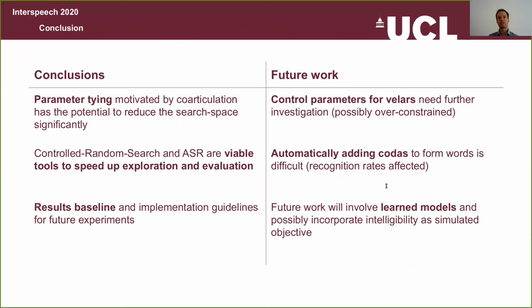This work has presented detailed results in terms of intelligibility that may serve as baselines for planned future work on computational speech acquisition, and indications for phonetic refinements such as the control parameters for velar plosives. Furthermore, it has shown that parameter tying motivated by syllable synchronized co-articulation is a promising mechanism for reducing the search space during articulatory exploration. Thank you for listening.